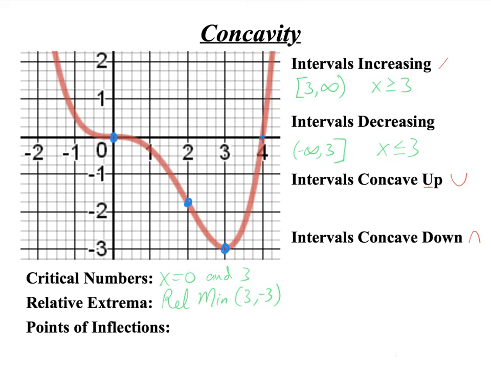So graphs have this look. When I say increasing, it looks like that. When I say decreasing, it looks like that. It could be in the other direction as well. But concavity is more of a curvature. I call this a smile and a frown.